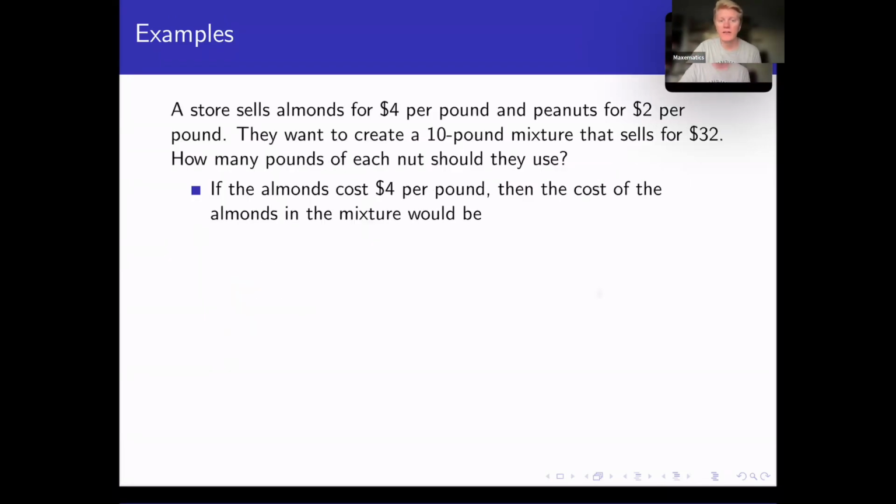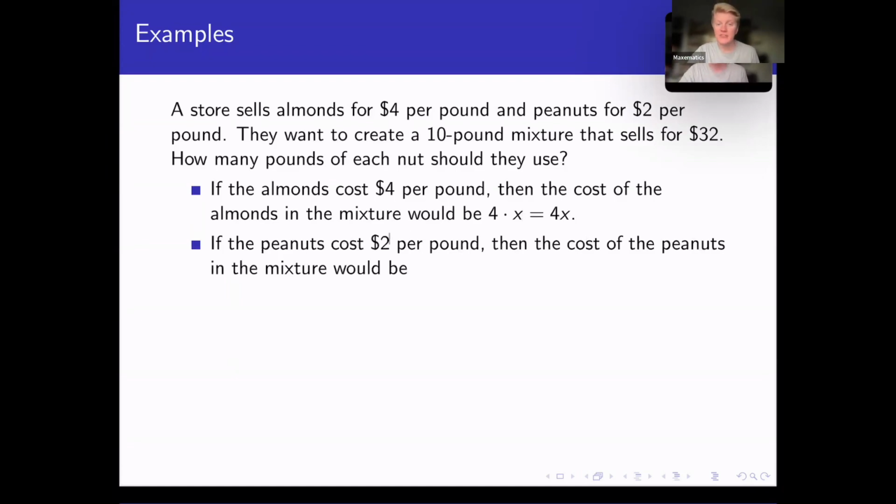Okay, well, if the almonds cost $4 per pound, then the cost of almonds would be 4 times x, the cost per pound times the number of pounds, or just 4x. If peanuts cost $2 per pound, then the cost of peanuts would be cost per pound times the amount of pounds of peanuts, 2 times 10 minus x. Here, we can distribute 2. 2 times 10 is 20. 2 times negative x, negative 2x.